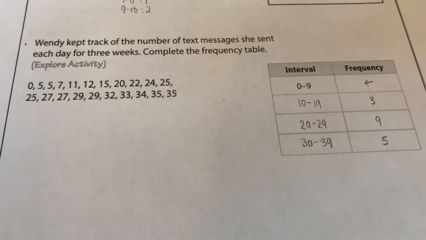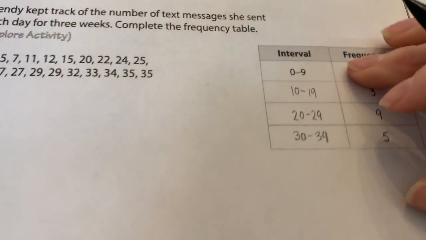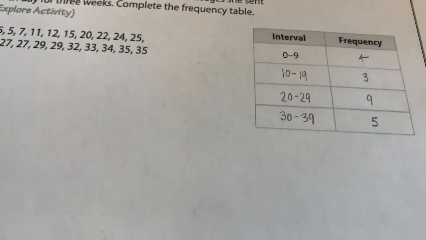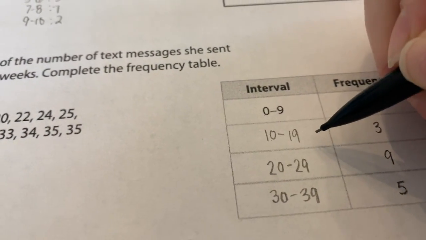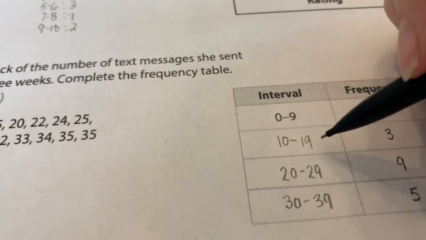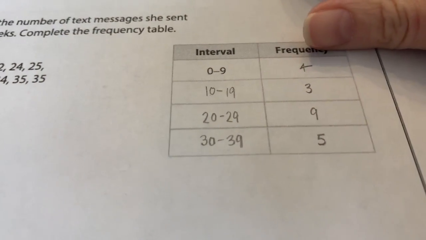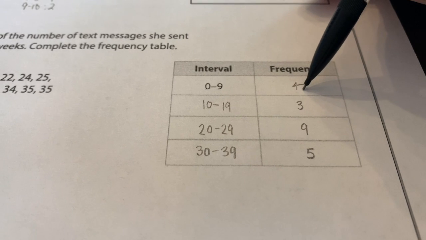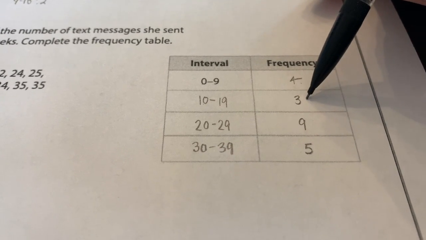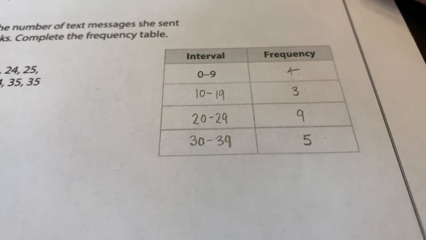Okay, guys, hopefully you didn't get too thrown off by the counting by tens here. If you did 10 to 20 and then 21 to 31, just be careful because you're including that number 10. So it doesn't go 10 to 20, that would be 11 numbers. 10 to 19 is 10 numbers, then 20 to 29, and 30 to 39. So once you look at your data, you'll see that there's 4 in between 0 and 9, 3 for 10 to 19, 9 for 20 to 29, and 5 for 30 to 39. And that's all you had to do for that one.